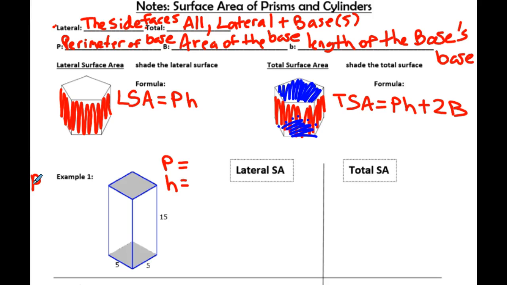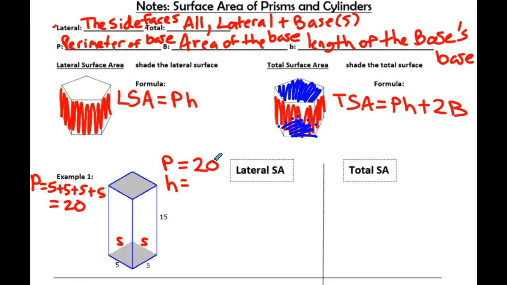And the base, we're only going to do one base. Let's go with the bottom. I got 5, 5, and that is a square, so 5, 5, 5, 5. How do I find the perimeter? Add them all up. So 5 plus 5 plus 5 plus 5, or 5 times 4, which is 20. Do you see how you had to do an extra step to figure out P? You're not just going to plug in 5 for P. P is not 5. Write it down.